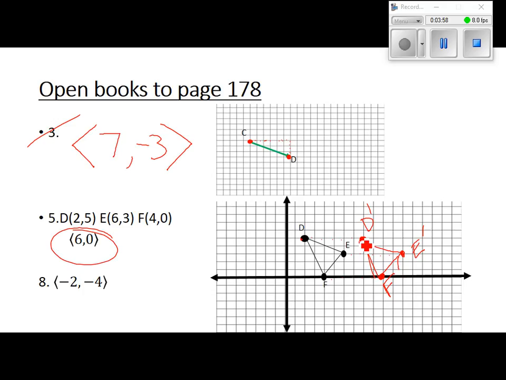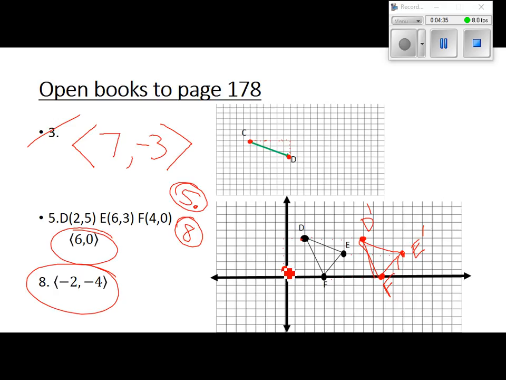Number 8. Number 8 uses this same triangle as we used in number 5. All right, so I'm just going to go back to this original. Instead of having one graph for 8 and one graph for 5, let's just put 8 on the same graph. Make it easy on ourselves so we don't have to re-graph the original triangle. What's this vector tell us to do? Left 2, down 4. So if I start at D here, I go left 1, 2, and down 1, 2, 3, 4.